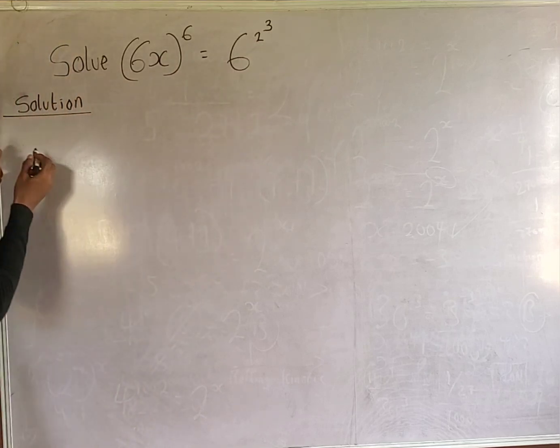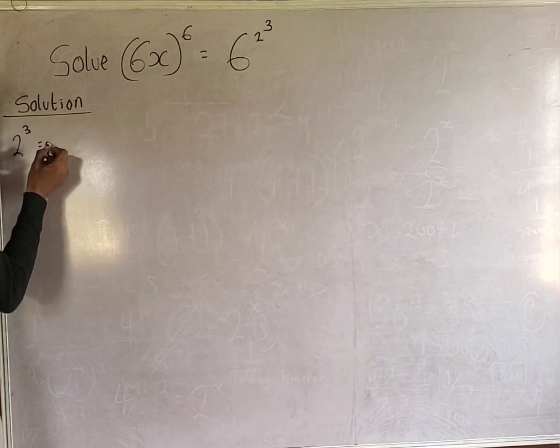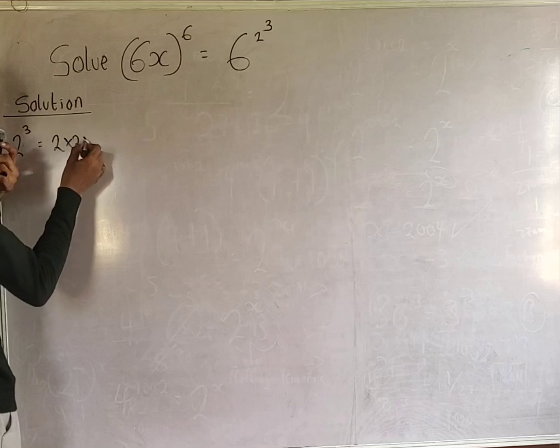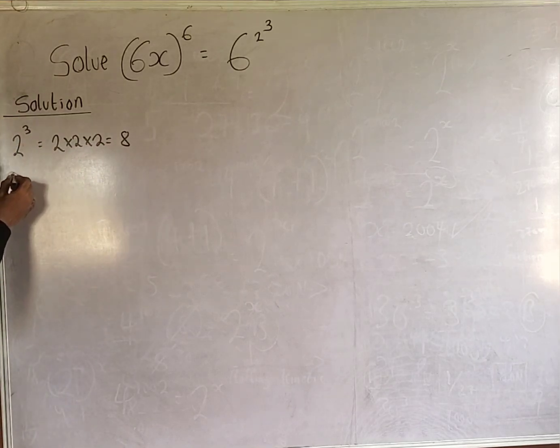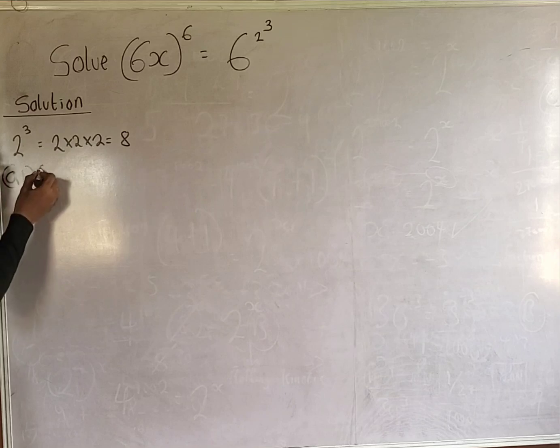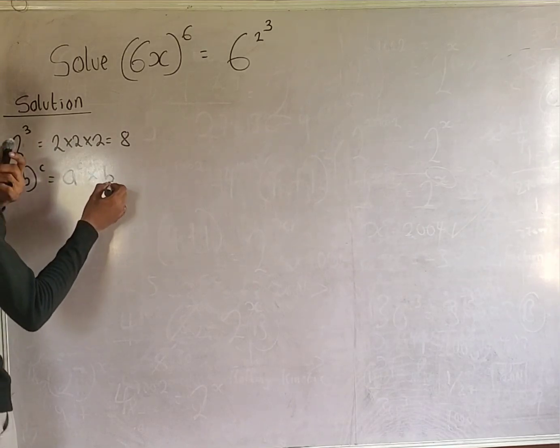Okay, recall that 2 raised to the power of 3 is 2 times 2 times 2. That will be 8, right? Also, if you have ab raised to the power of c, this can be written as a raised to the power of c multiplied by b raised to the power of c.